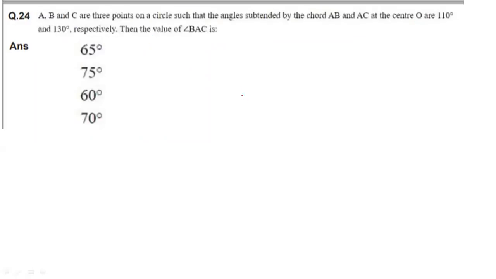A, B, C are 3 points on a circle such that, let us say this is chord AB, and this is the center of the circle. AB is subtending an angle of 110 degrees, and let's say this is chord AC. AC is subtending an angle of 130 degrees. What is the angle BAC?